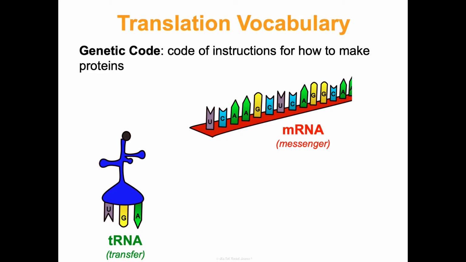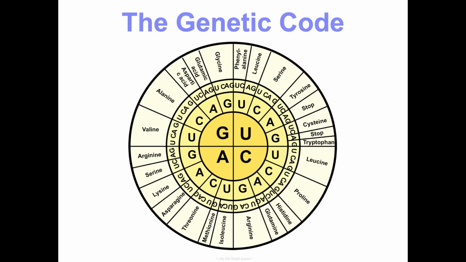This is the code of instructions for how to make proteins. So you are about to be a decoder. You are about to be a translator. You are going to translate RNA or nucleic acid language in the form of mRNA to protein language in the form of amino acids. And you're going to do that by using the genetic code.